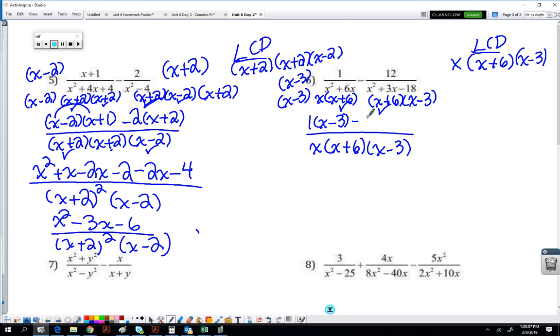And now the second one. I have an x plus 6 and I have an x minus 3. What I don't have is an x. And that's what you have to multiply to the top and the bottom. So I did put a 1 here. It's okay. You could have just done x minus 3 because 1 times anything is itself. But if you want to keep it consistent, it's okay to do that. You just have to distribute and then combine like terms.